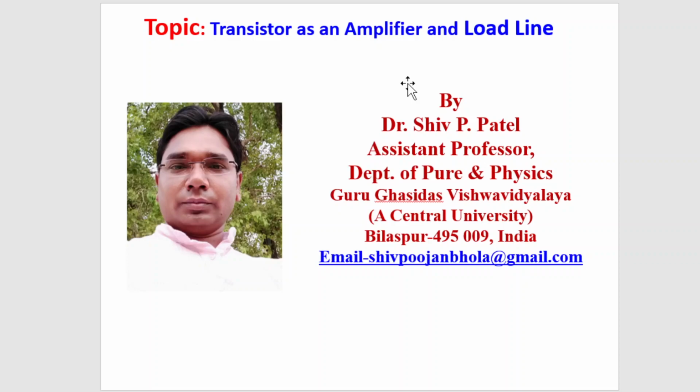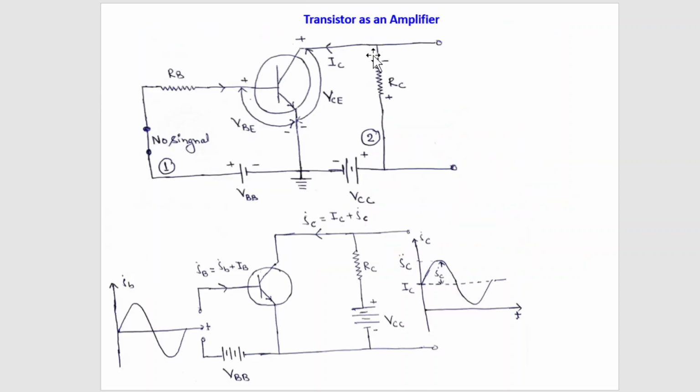In all transistor biasing techniques, I discussed the DC aspects, how to draw the DC load line, and how one can find the operating point or Q point of that particular transistor. So now we are in a situation where we can discuss the possible application of transistor as an amplifier. Let us start. Here I have taken a simple common example of a common emitter transistor.